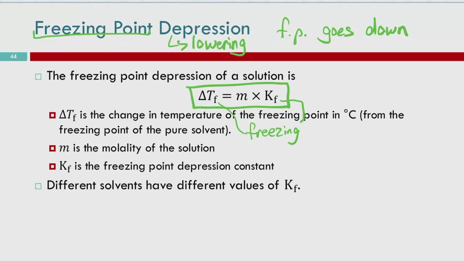Different solvents have different values of Kf. These will be given on an exam. It's not something that you would memorize. It would be given to you as a constant. On homework, it might be something that you look up in a table in the book. In the real world, you would just Google it. Any questions about freezing point depression?